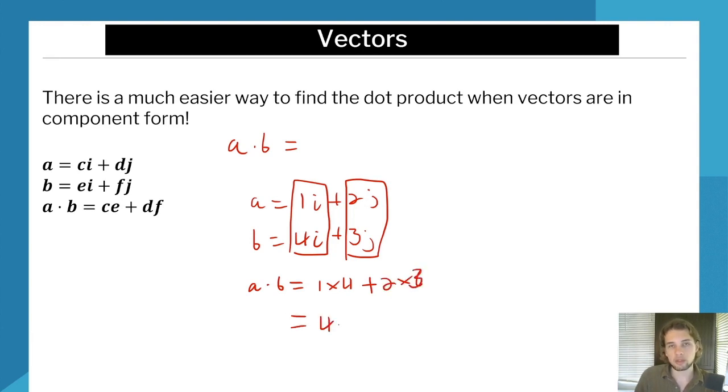So our result is 10. So if we ever do this and we get a result of 0, that means we know the angle must be 90 degrees, because if we went in polar form, we would have found that the angle between them was 90 degrees.